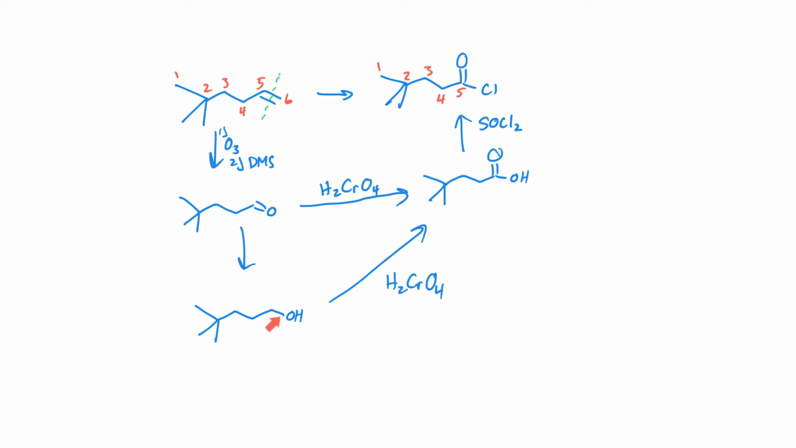The first step is to make the aldehyde. The second step is to oxidize that aldehyde further. So there's really no reason to reduce the aldehyde in this case, just oxidize it. So we cut off carbon 6 with ozone and DMS, and we made the aldehyde, oxidized that to the carboxylic acid, and made the acid chloride.